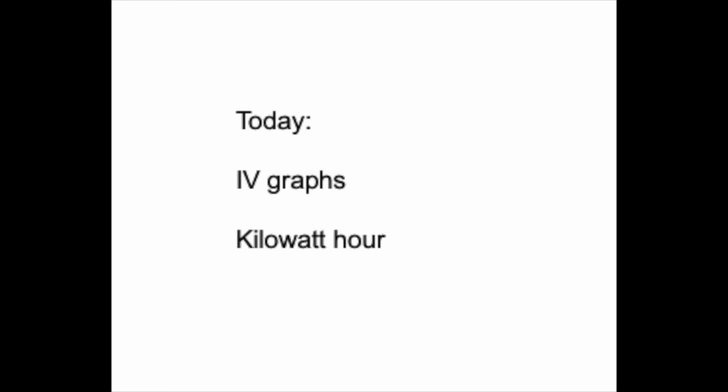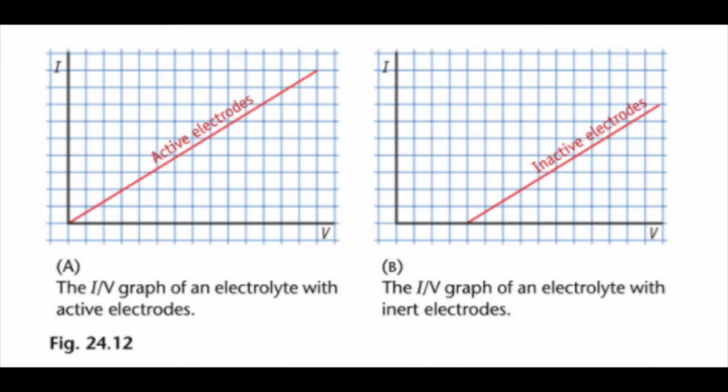Our final set of IV graphs are much more straightforward. We're going to look at the IV graphs for electrolysis. So first we're going to look at one with active electrodes and then one with inactive. So active means the electrodes are part of the chemical reaction. Inactive means they remain inert. They just let charge pass through but remain unchanged.